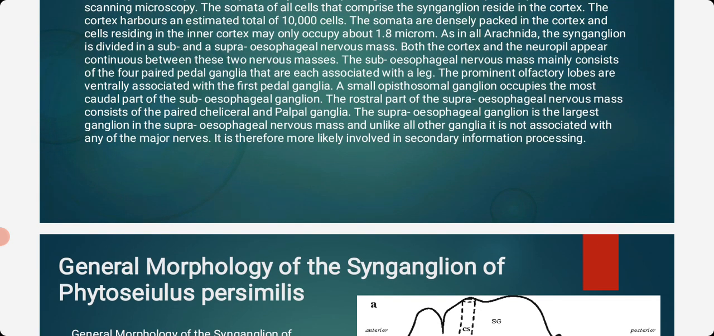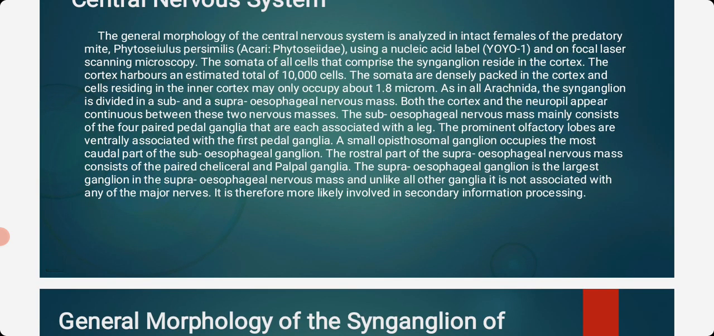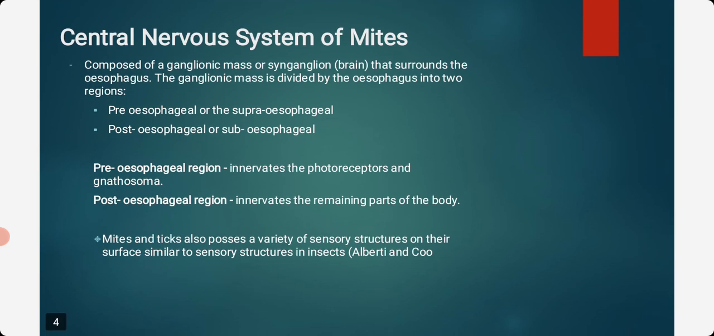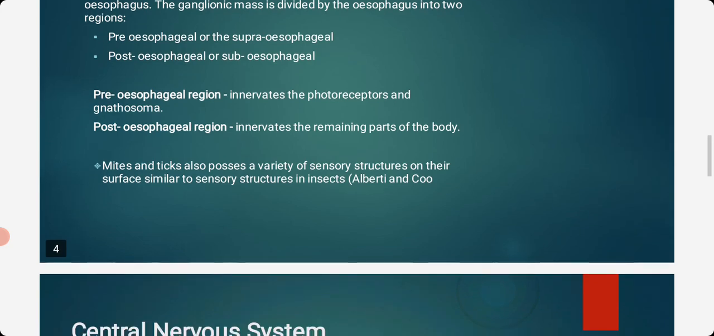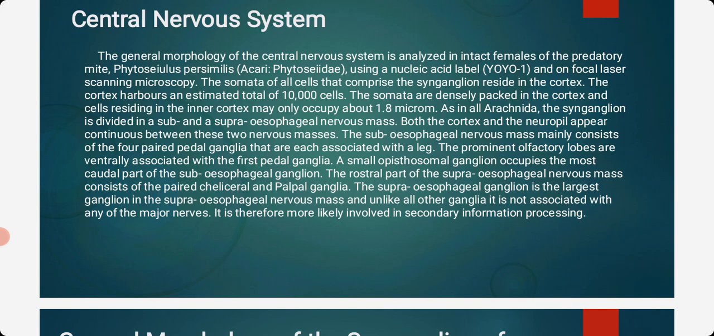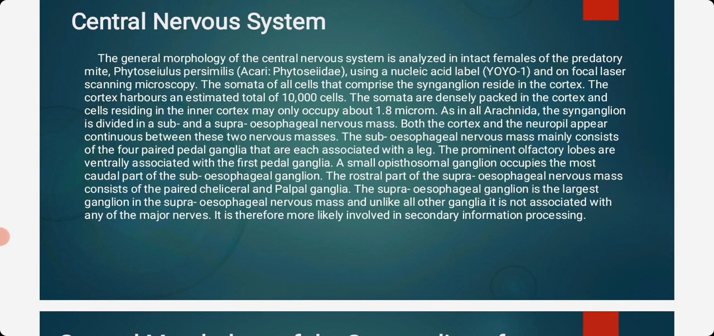As in all Arachnida, the ganglion is divided into a sub and supraesophageal nervous mass. So, ito yung sabi natin kanina na yung ganglion or ganglionic mass ay nahati sa dalawang region. So, it is divided into a sub and a supraesophageal nervous mass. Both the cortex and the neuropil appear continuous between these two nervous masses.